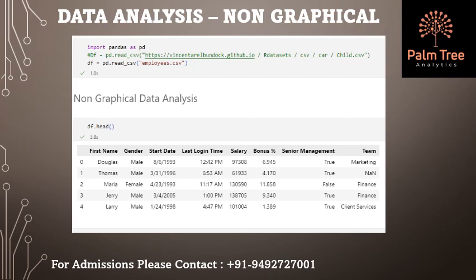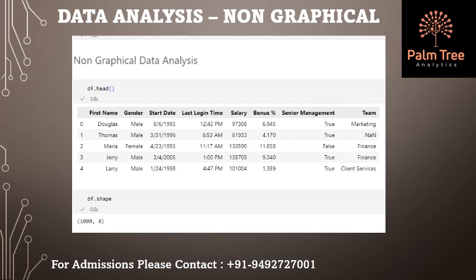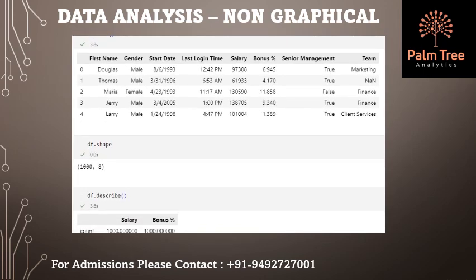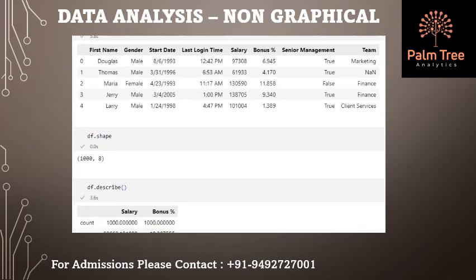Once we have these things, just for the sake of understanding what it contains, df.head will give the first 5 rows of the information, and it will showcase all the column names, right? Feature names, we can call them. So first name, gender, start date, something like that. Once we have this data, we can do df.shape. This is a pandas data frame, and it has 1000 rows and 8 columns. Counting 1, 2, 3, 4, 5, 6, 7, 8 columns are there, and 1000 rows are given.